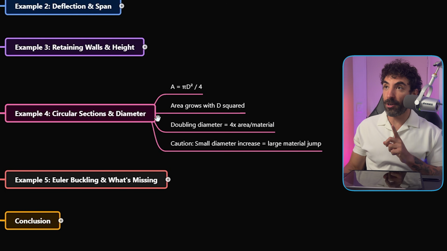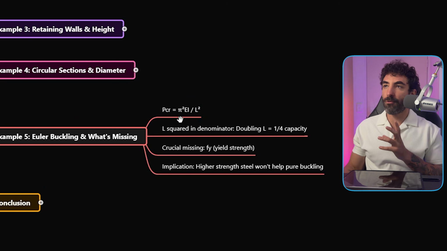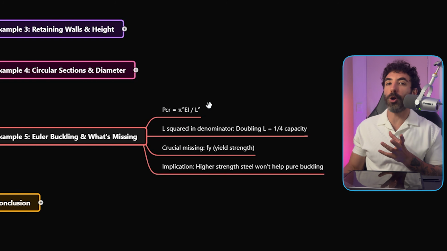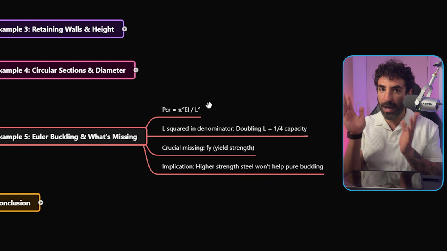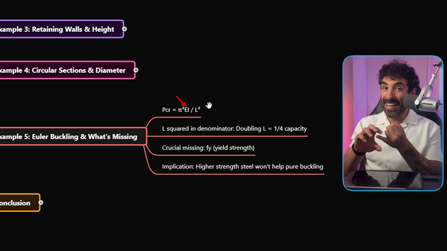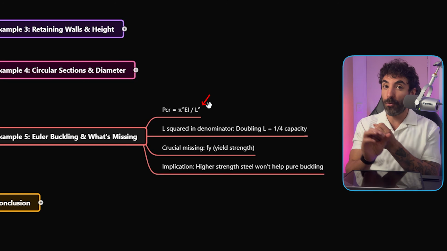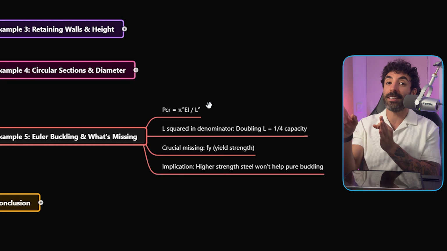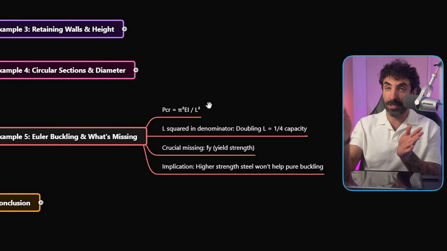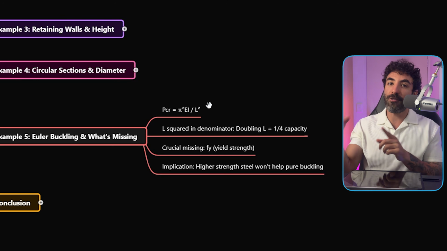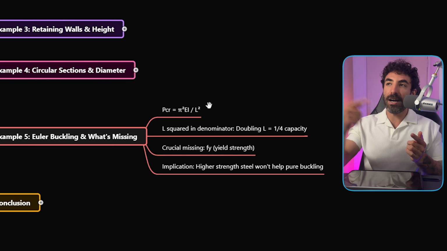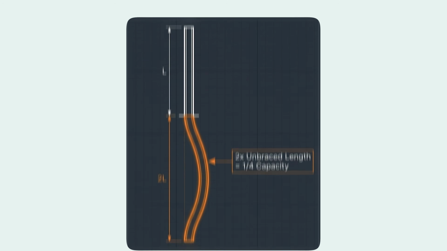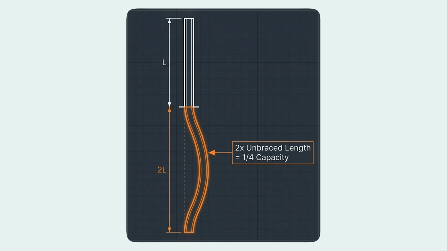Now let's go a bit further and look at column buckling. For pure Euler buckling, the critical load is pi squared EI divided by L squared. And again, there's a lot hiding inside this formula. We still have E, we still have I, and we still have L, which in this case is the unbraced length. L is the effective length. So straight away, the formula is telling us that if the unbraced length goes up, the buckling capacity drops very quickly. If you double the unbraced length, the buckling capacity does not halve. It drops to a quarter.